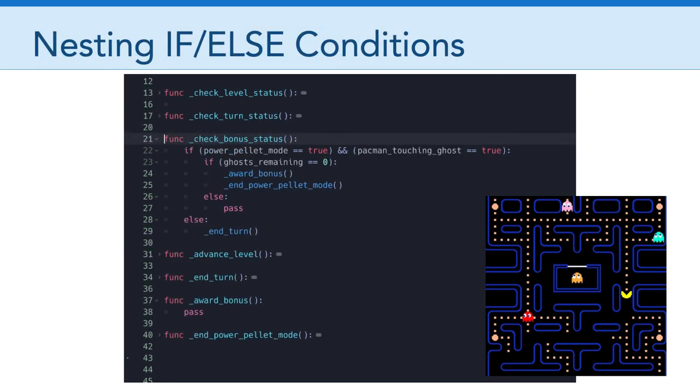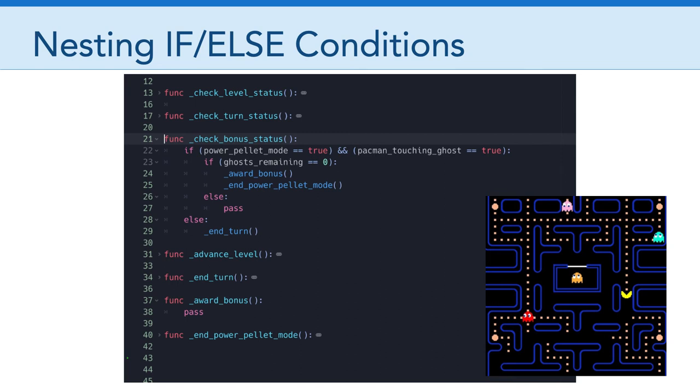Now, one more thing that I want to show you related to if-else conditions is nesting if-else conditions inside of them. Take a look at this function on line 21, which is called check bonus status. Here you will see there's actually an if-else statement nested inside of an if-else statement. Starting on line 22, it says if power pellet mode equals true and Pac-Man is touching a ghost equals true, if both of those things are true, then I go into that condition and I have another if-else statement.